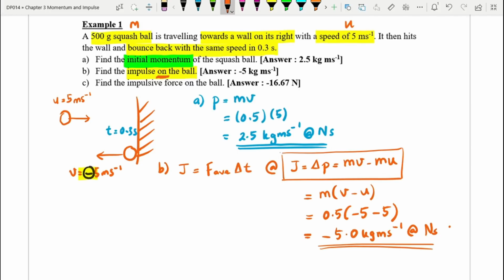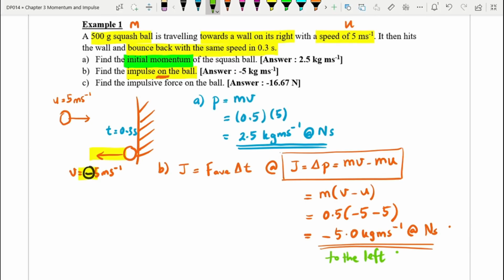So, why is it negative? First, we look at the direction of the final velocity, which is to the left. As I said, impulse follows the direction of velocity or force. The impulse on the ball comes from the wall. We can imagine the wall is pushing the ball to the left. So why is it negative? Because the direction of impulse is to the left.